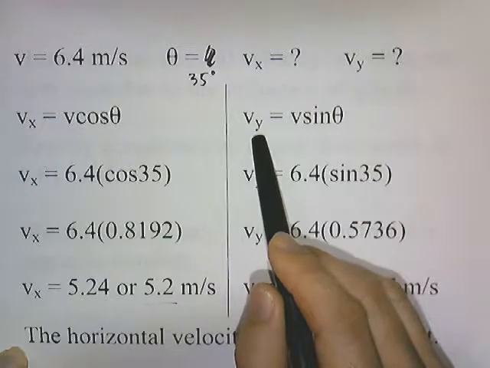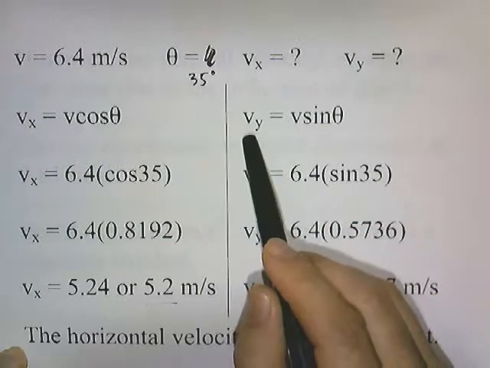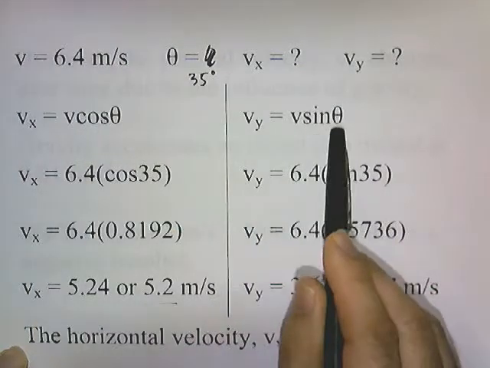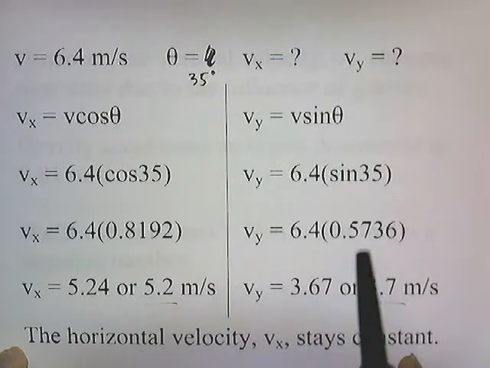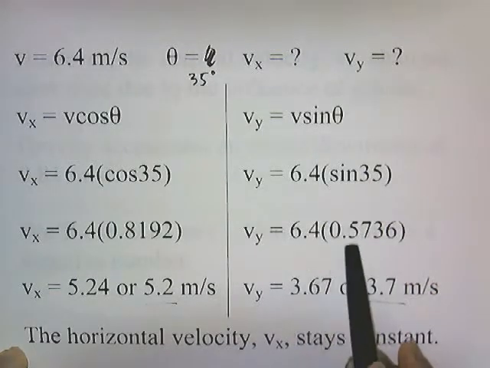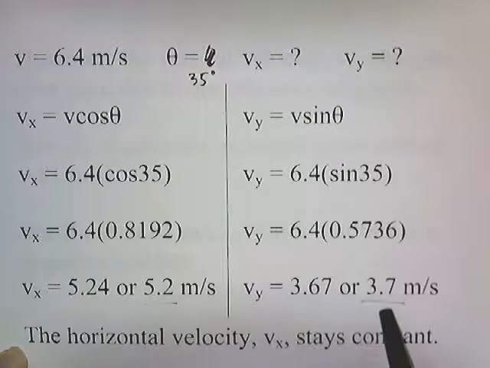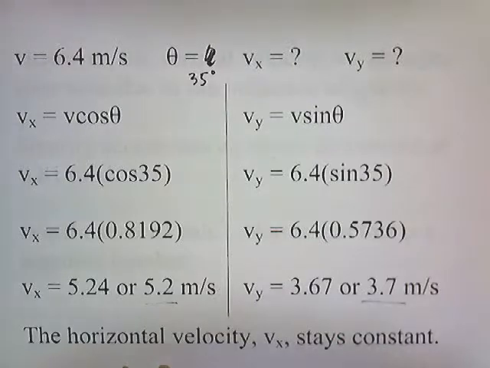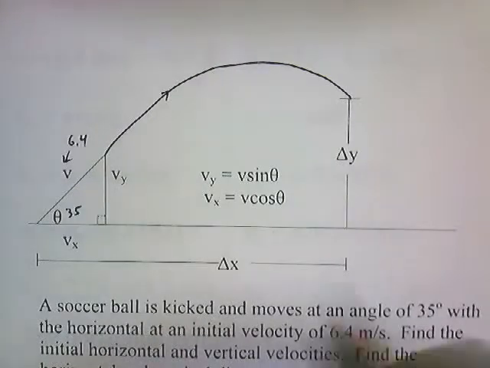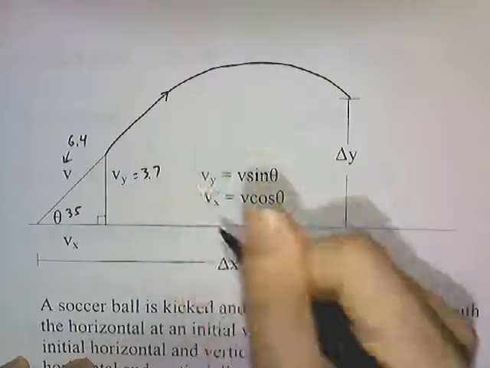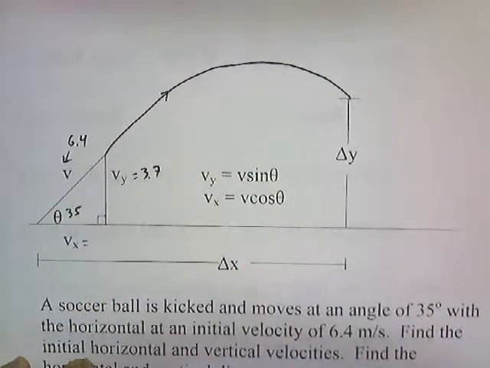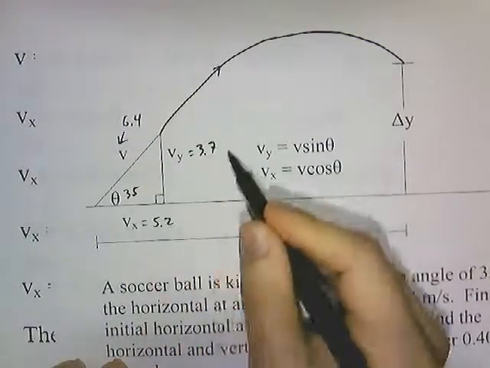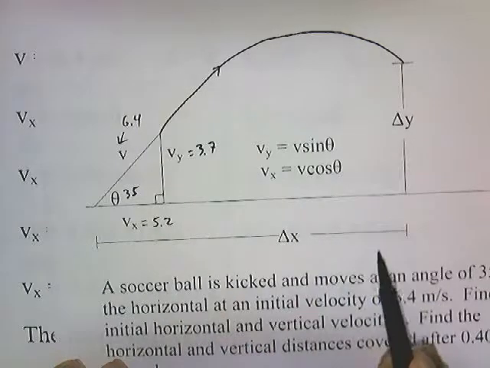Let's find the initial vertical velocity. Vy equals V sine theta. Vy is 6.4 times the sine of 35 degrees. Sine of 35 is 0.5736. The product of these two numbers is 3.67, or 3.7 meters per second. So the initial rate at which it's going up is 3.7 meters per second. So this is 3.7, and then Vx is 5.2. So we're going to use these two values now to solve for delta x and delta y.